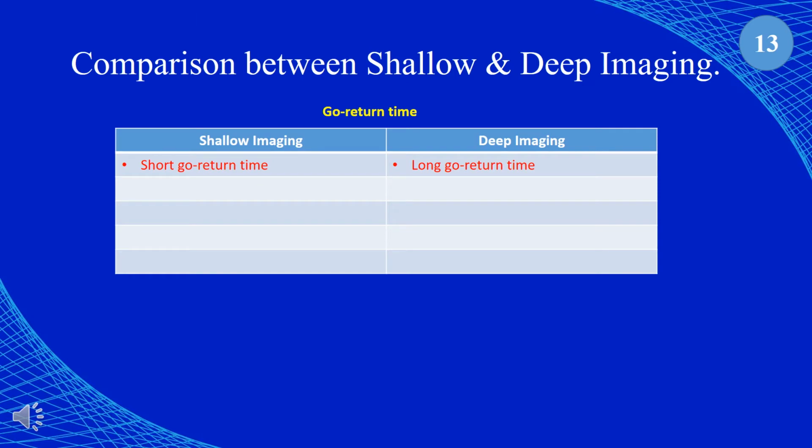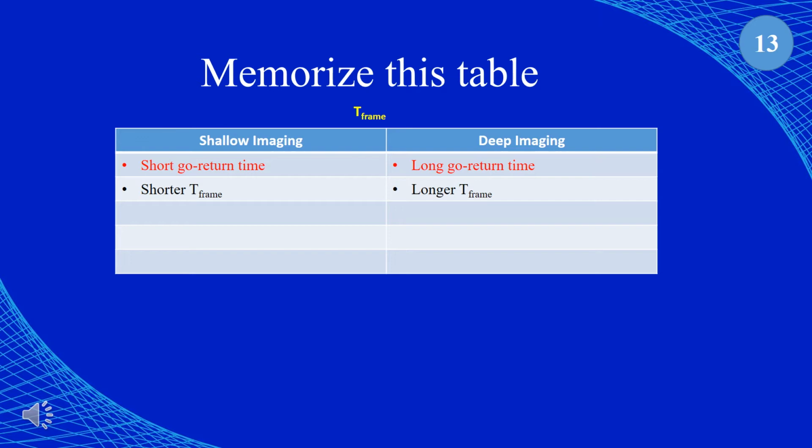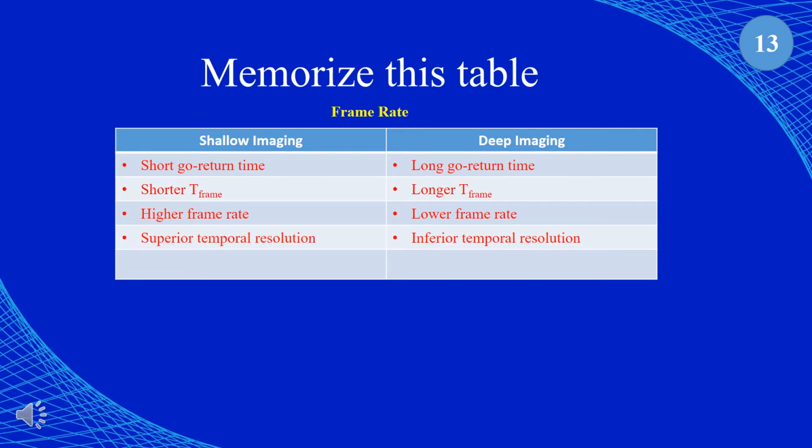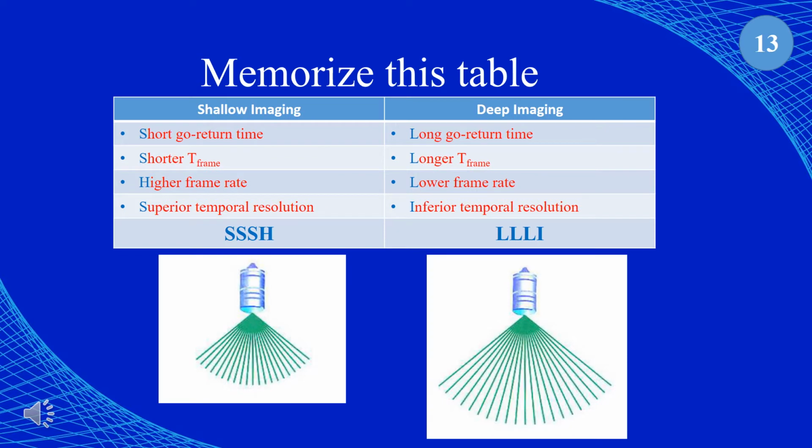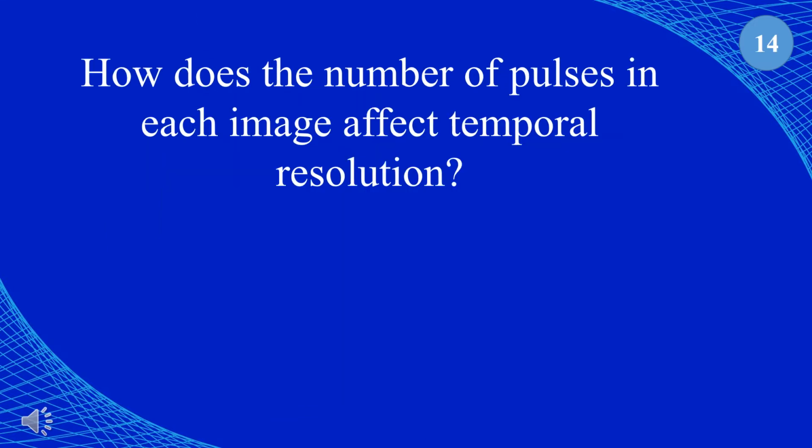Comparison between shallow and deep imaging. Shallow imaging has a short go return time, while deep imaging has a long go return time. Shallow imaging has a shorter T frame, while deep imaging has a longer T frame. Shallow imaging has a higher frame rate. Deep imaging has a lower frame rate. Shallow imaging has a superior temporal resolution. Deep imaging has an inferior temporal resolution. Remember that shallow imaging has SSSH. Deep imaging has LLLI.